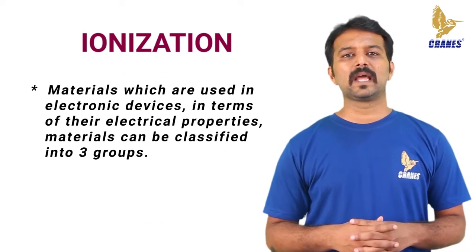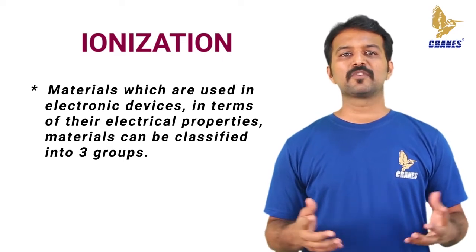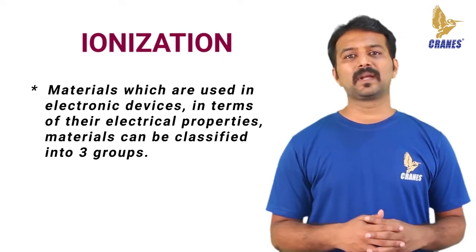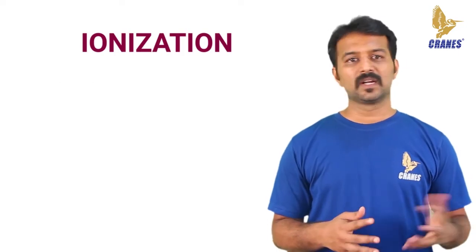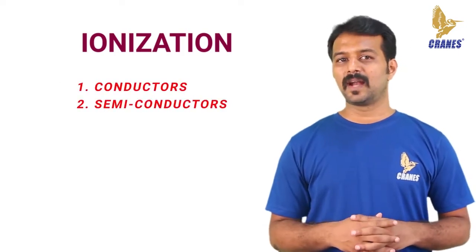The materials which are used in electronic devices. In terms of their electrical properties, materials can be classified into three groups: conductors, semiconductors, and insulators. When atoms combine to form a solid crystalline material, they arrange themselves in a symmetrical pattern. The atoms within a semiconductor crystal structure are held together by covalent bonds, which are created by the interaction of the valence electrons of the atoms. Silicon is a crystalline material.